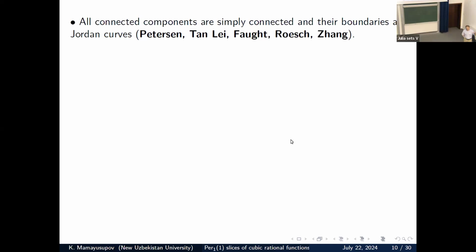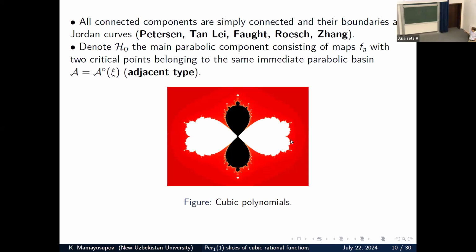So these are a collection of results by many people, and recently this guy Zhang, I think a student of Pascal, generalized it. I mean, he gave a proof in full generality. So here is the main parabolic component. This is one of the wings. They are symmetric. So these are adjacent type maps where you have 2 critical points on the same immediate basin.